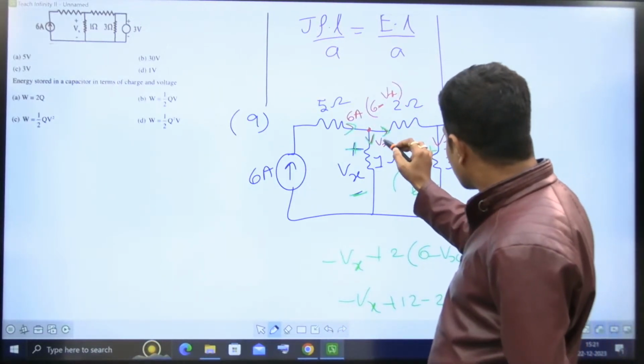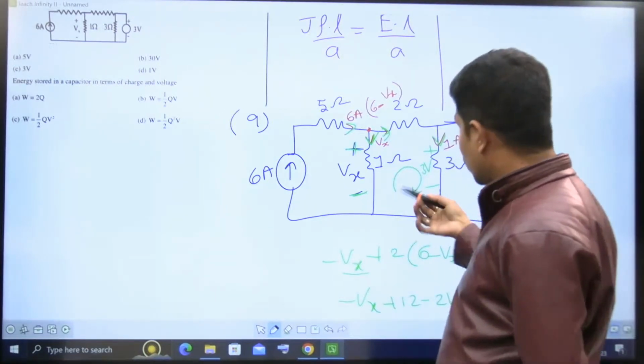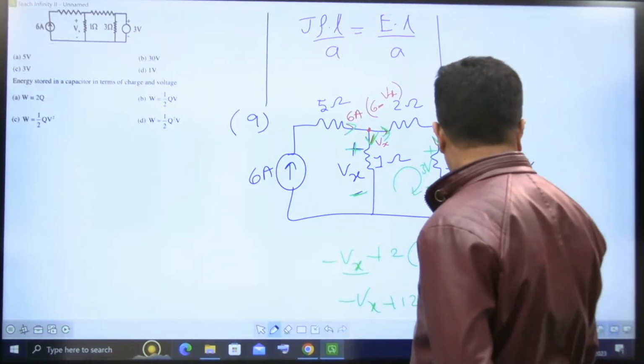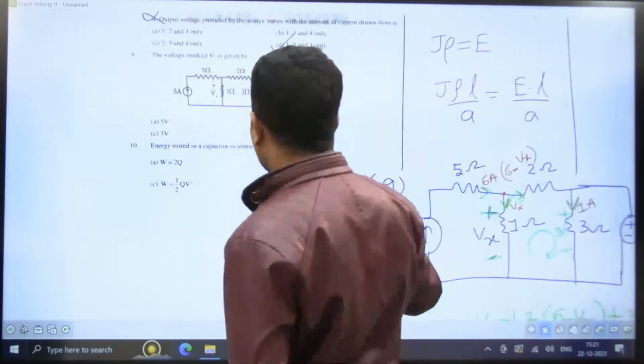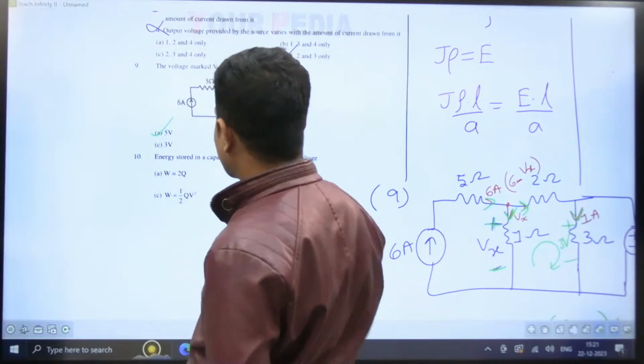So I know the current in this one, and this one, and this one, in terms of my unknown. I wrote the KVL and I got the Vx. Right. So this kind of solution is required. That will save you a lot of time in the examination.